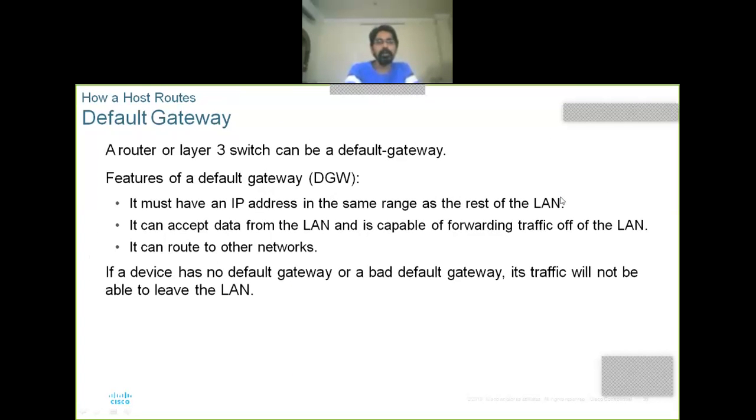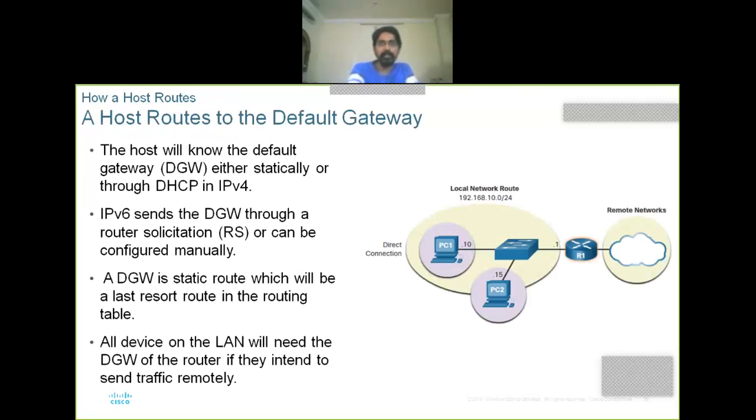Next, router or L3 switch. Some switches can perform L3 capabilities, that is, the default gateway capability is there. Some devices won't have any default gateway capabilities, right?